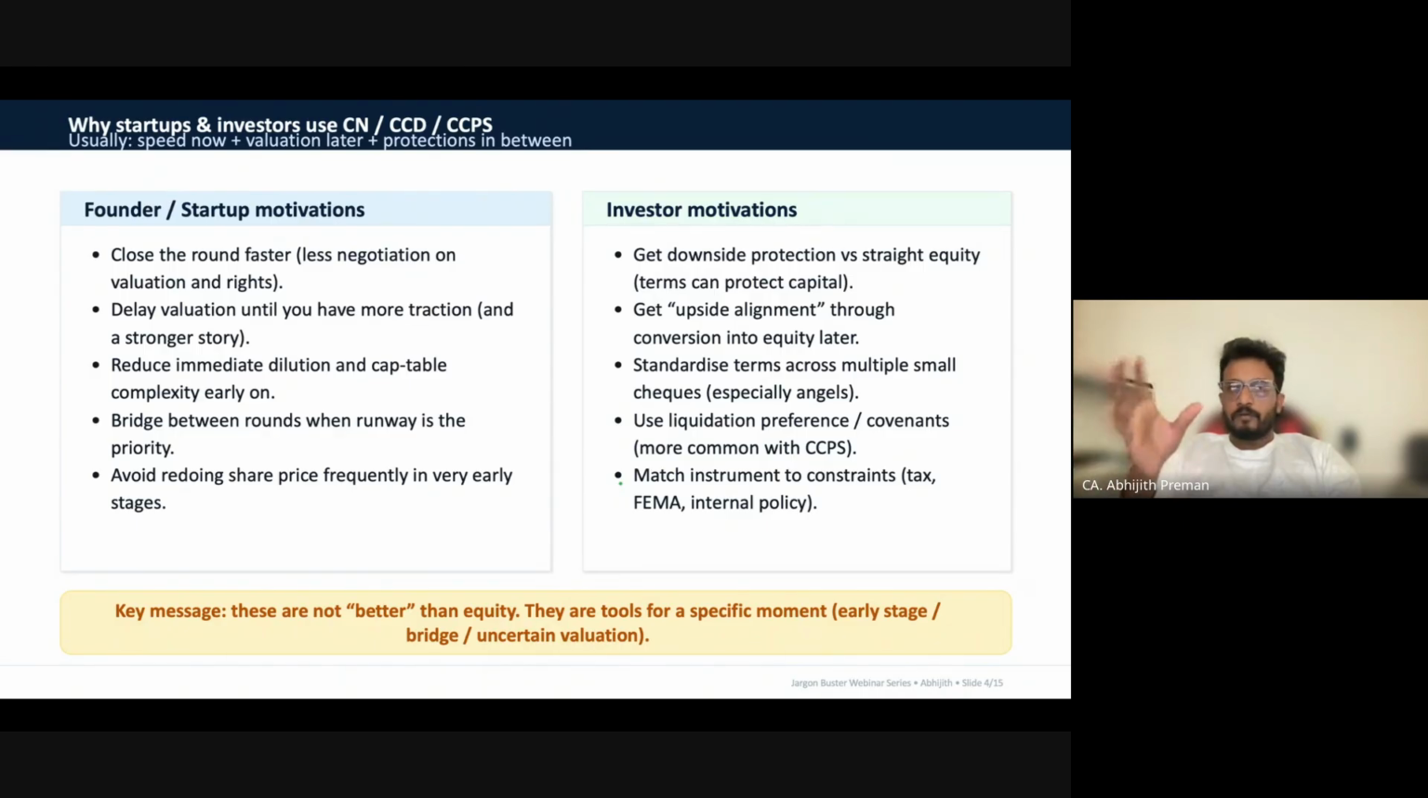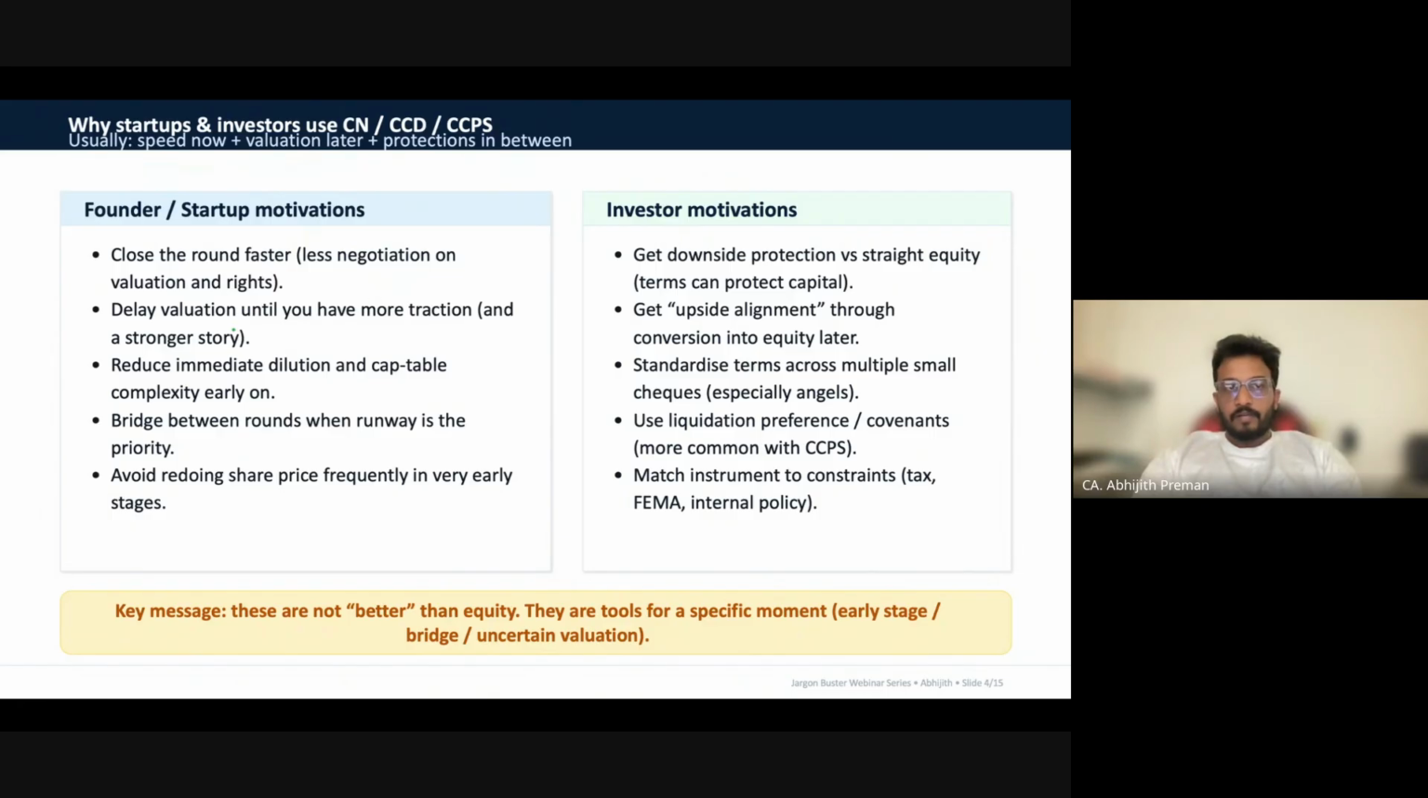So from a founder or startup point of view, why startups? I'll first explain the founder point of view here, then the investor point of view. From a founder point of view, if you want to close the round faster, these are the best instruments you can go for, because there is less negotiation on valuation since you are not fixing a valuation now. There is less negotiation on rights, maybe only a few rights you agree upon now, and fewer rights would come up only once you convert.